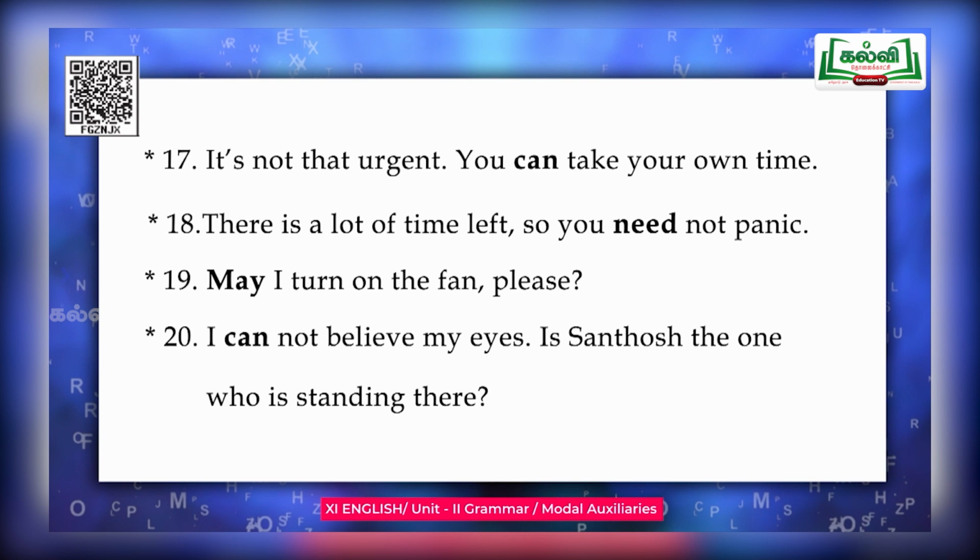Is Santosh the one who is standing there? Because Santosh would have been a very fat person in the past. Now he would have become a very thin man. That's why he has mentioned like that.